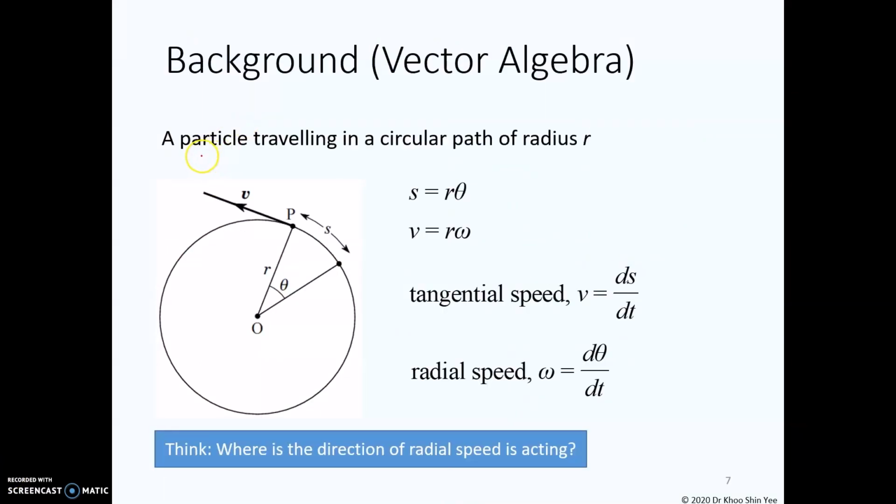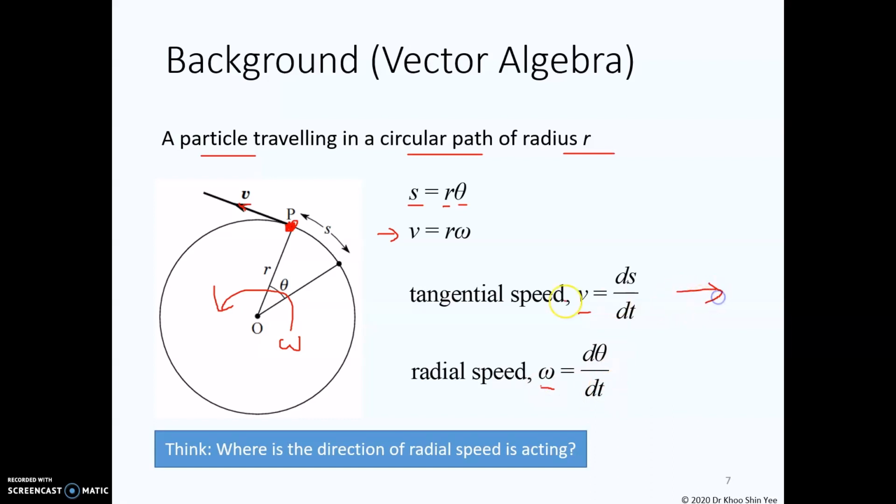In this example, you have a particle moving in a circular path with radius r. So this is the particle. At this particular moment, you see the tangential velocity where v equal to ds over dt. S is the displacement, which is equal to r multiplied with theta, and the velocity is equal to the radius multiplied with the angular velocity. So this thing is rotating in a circular motion with angular velocity omega. Omega is equal to d theta divided by dt as well.